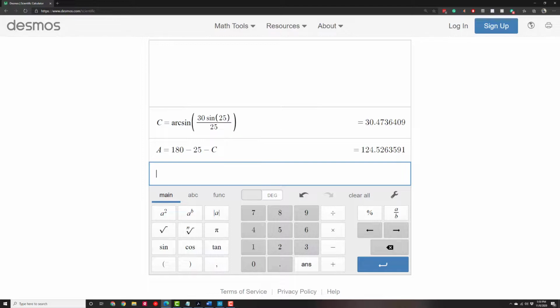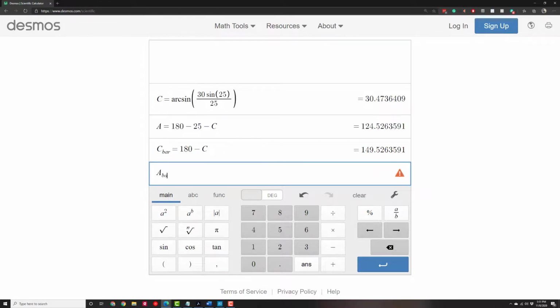Also, angle C bar was supposed to be the supplement of angle C, that's right. Yeah, angle C bar is supposed to be the supplement of angle C. Now, I really don't know how to write a C bar here, so I'm just going to write capital C and use the lowercase subscript bar. C bar is equal to 180 minus C. So there's our supplement. And that was 149.5, which is exactly what we thought it would be. And then A bar, A sub bar, of that second triangle was going to be 180 minus the 25-degree angle for angle B and minus C bar.